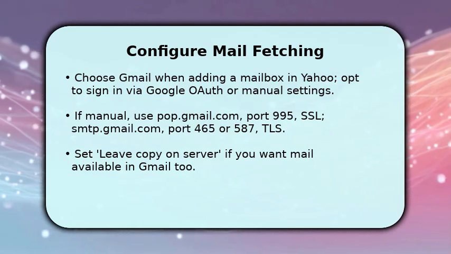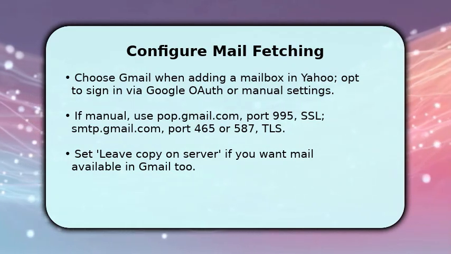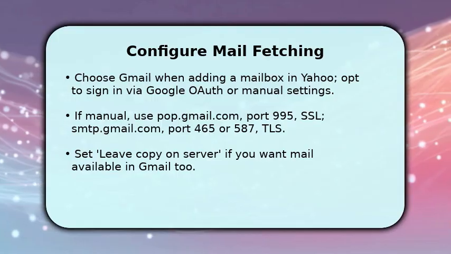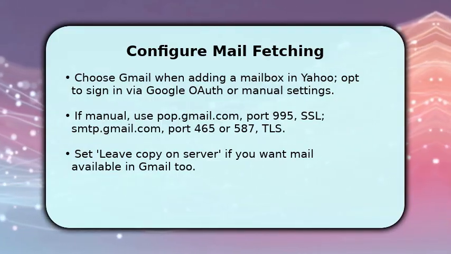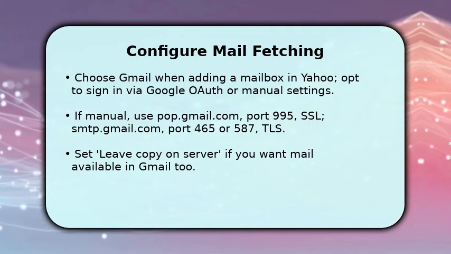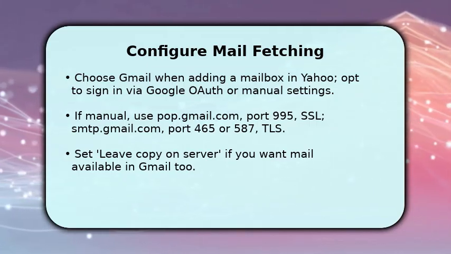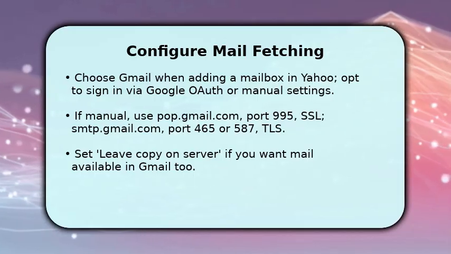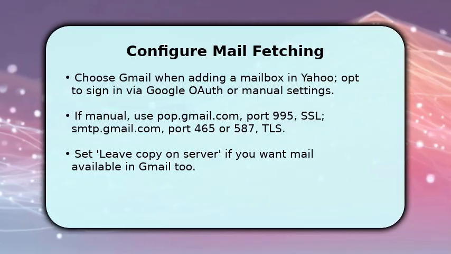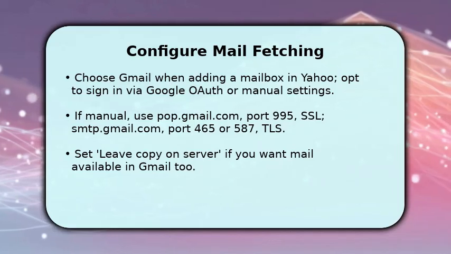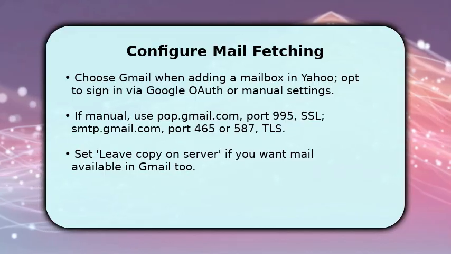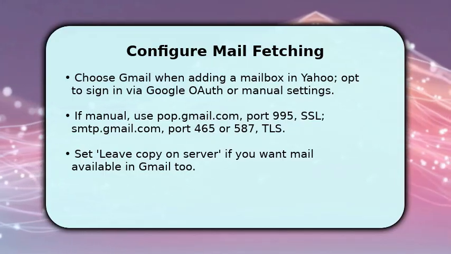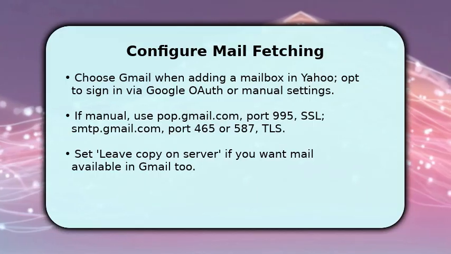Next, configure Yahoo to fetch mail and send as Gmail. When adding the mailbox, choose Gmail and try the OAuth sign-in first because it handles authentication cleanly. If you enter settings manually, use POP.gmail.com on port 995 with SSL for incoming, and smtp.gmail.com on 465 SSL or 587 TLS for outgoing, authenticating with your Gmail username and app password.